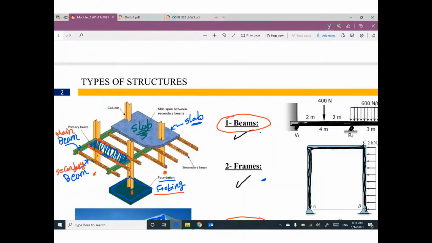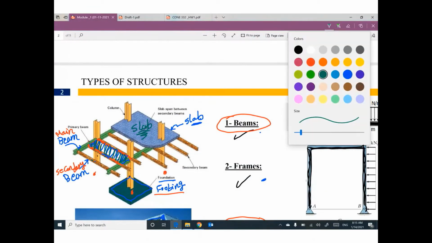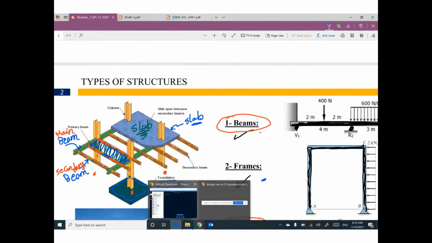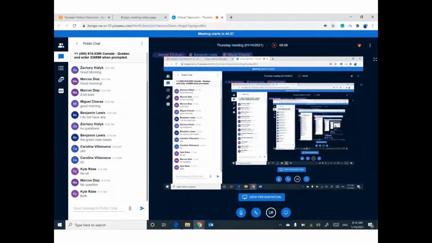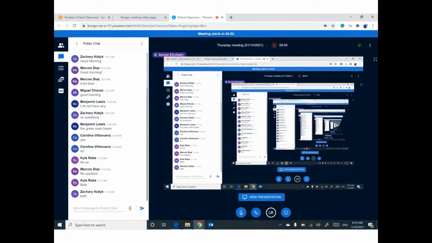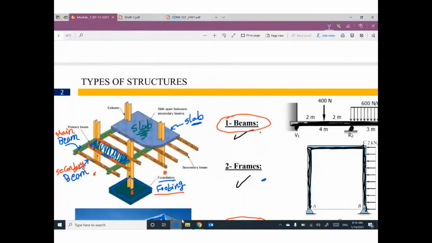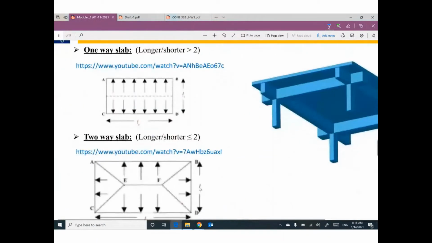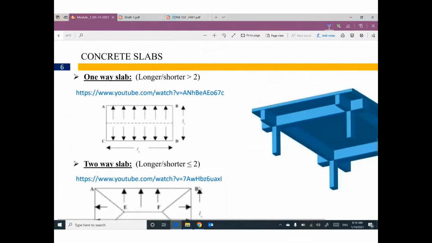Guys, what do you think? Both of them. Any other answer? Both? All of them? Two of them? Or it depends. So our topic today will be about types of slab, concrete slab.